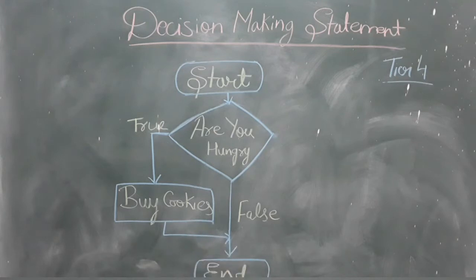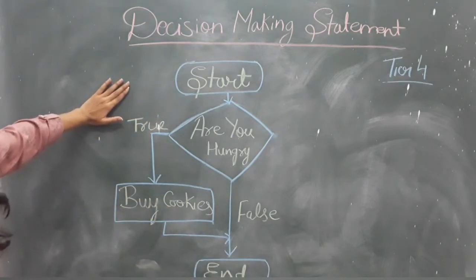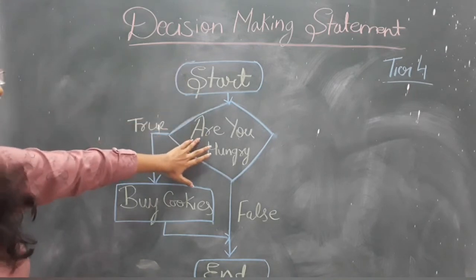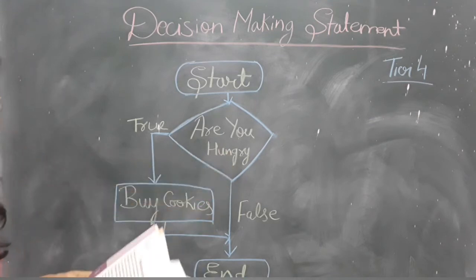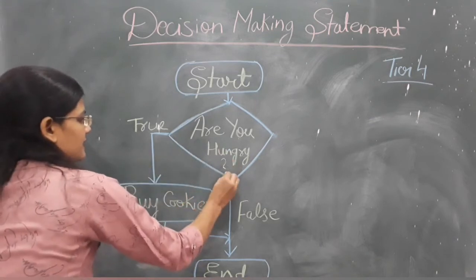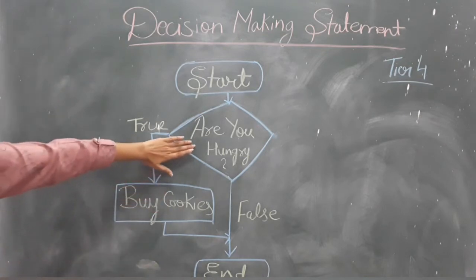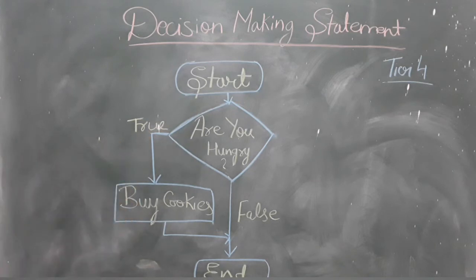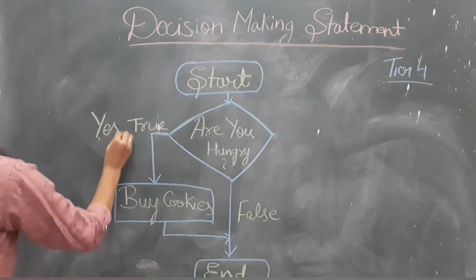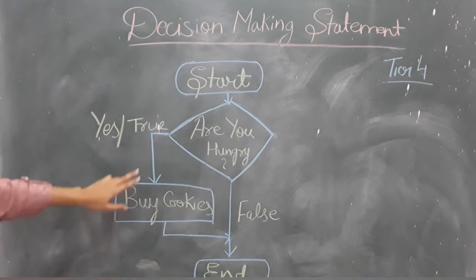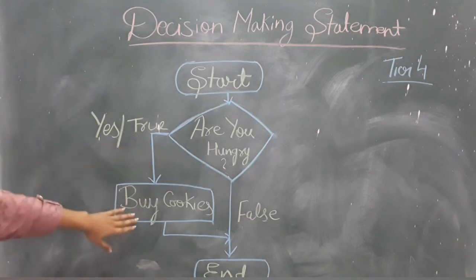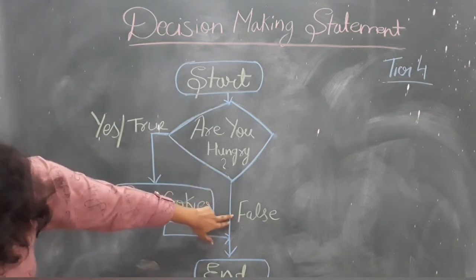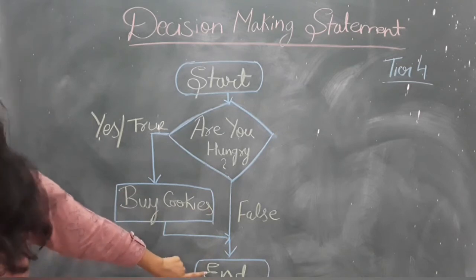The decision looks like a flowchart. See, I have made a flowchart for you. You will start from here. Then what is the condition? Are you hungry? Okay, so here is the question, are you hungry? Okay, so if true, means if yes, what you will do is you will buy cookies. Okay, and if your answer is no or false, what you will do is you will end the program over here.